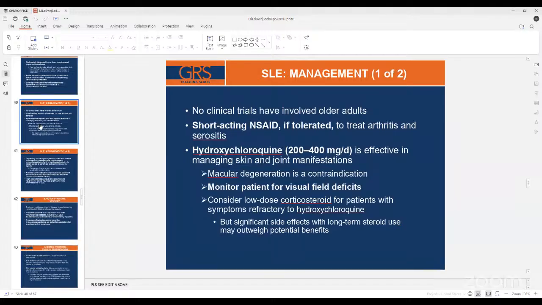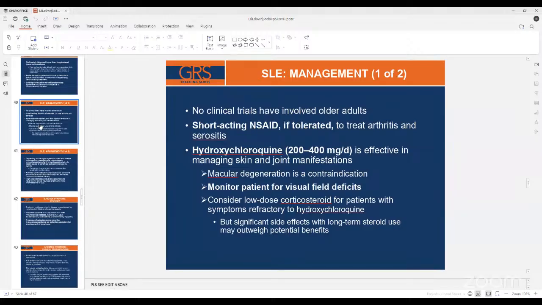So, the management of SLE. As for older adults, unfortunately no clinical trials involving them have been done, but our initial treatment is short-acting nonsteroidals, if tolerated, in order to treat the arthritis and serositis. The antimalarial hydroxychloroquine is pivotal in the management of SLE. It is effective in managing skin and joint manifestations.